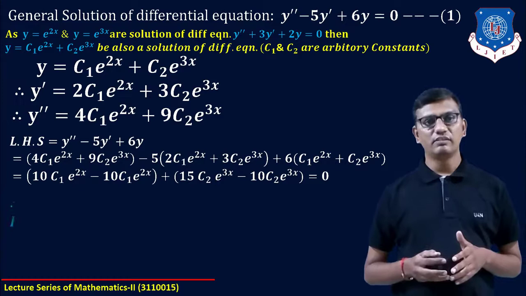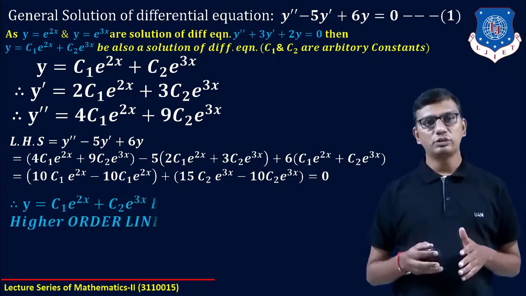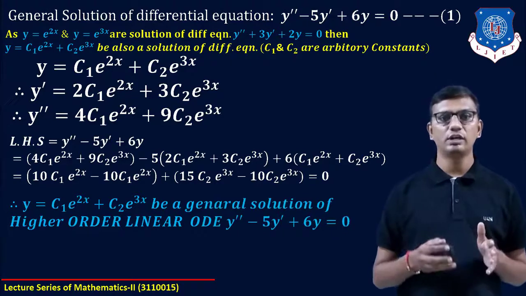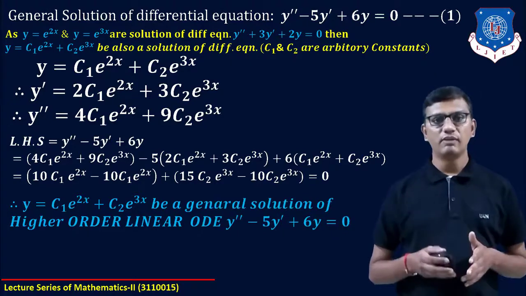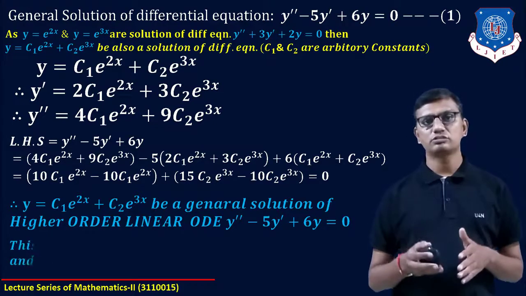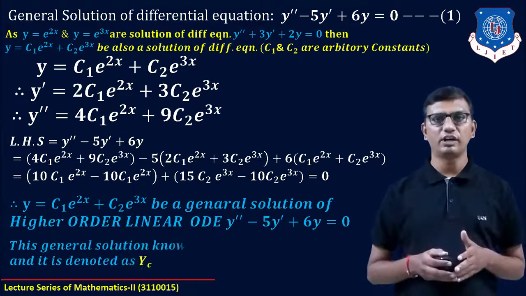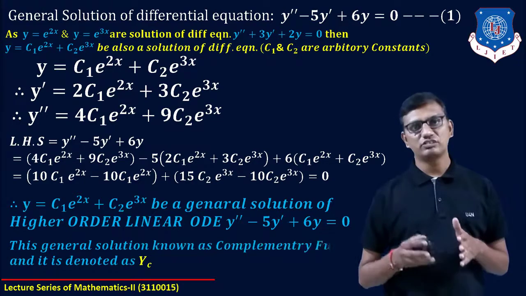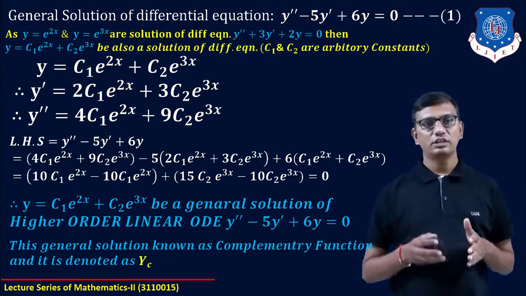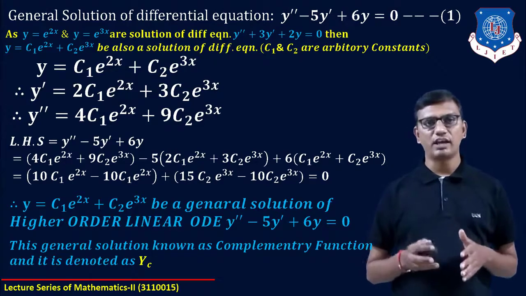That means c1 e^(2x) + c2 e^(3x) is a general solution of the higher order ordinary differential equation y'' - 5y' + 6y = 0. This is the general solution of our differential equation, and it is also known as the complementary function, denoted as yc.